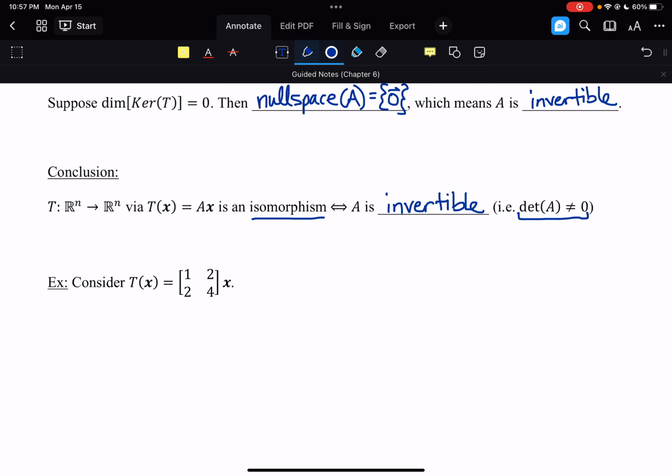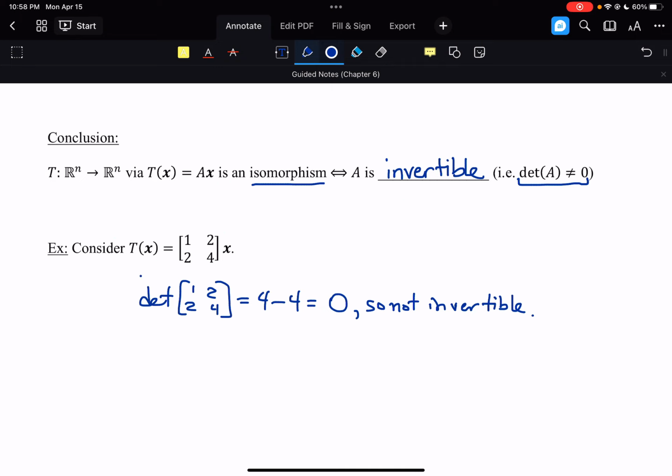So, for example, for this matrix transformation, we have 1, 2, 2, 4 times x. If we take a look at the determinant of that, that is 4 minus 4, which is 0. So the matrix is not invertible. And if the matrix is not invertible, that means that this transformation is not an isomorphism. So thus, T is not an isomorphism.